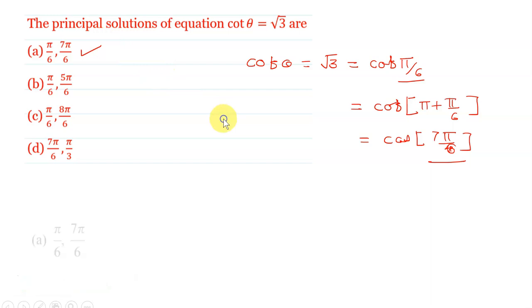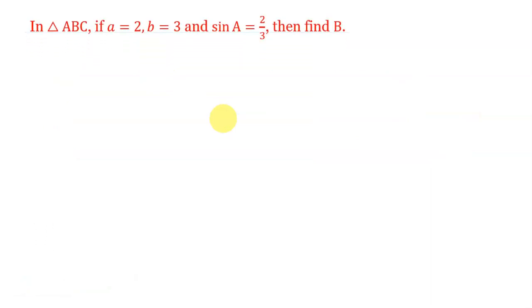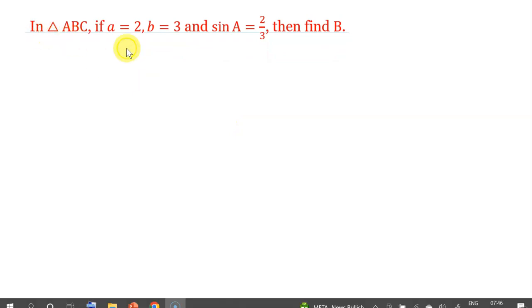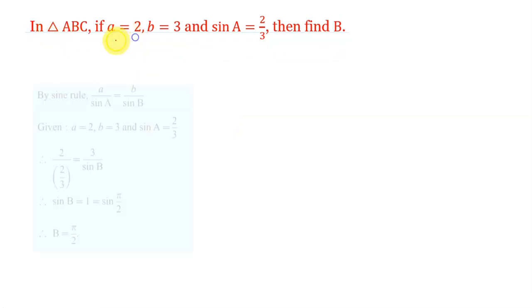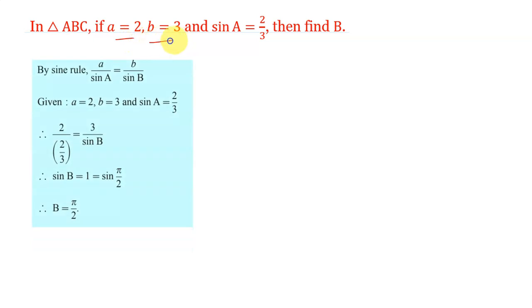Now the next, in triangle ABC, a is equal to 2, b is equal to 3, sine of A is equal to 2 by 3. Then find sine B. Now by the sine rule, a upon sine A is equal to b upon sine B. Substitute the value of a and b. a is 2, sine of A is 2 by 3, b is 3. We want to find out sine B.